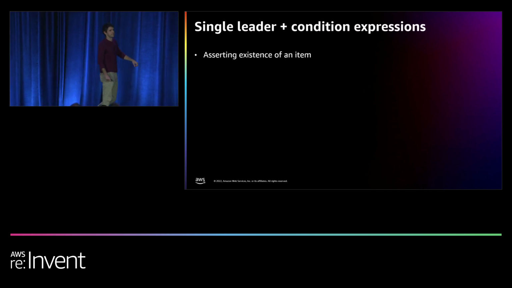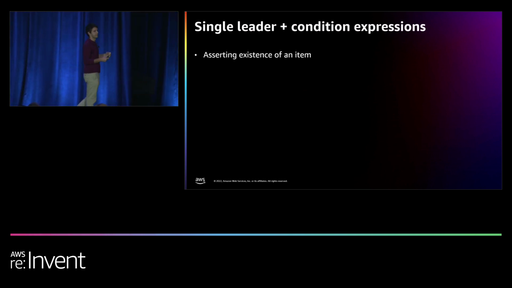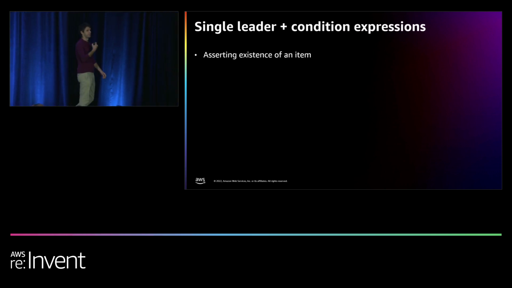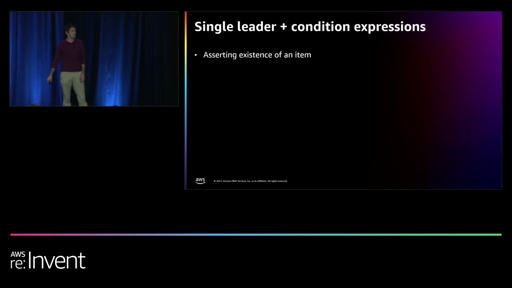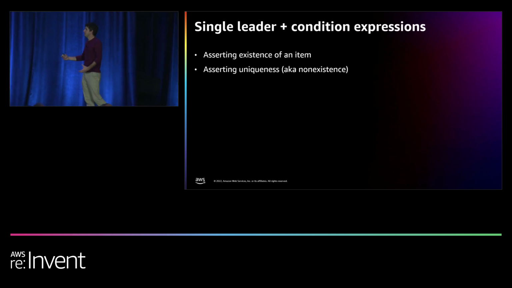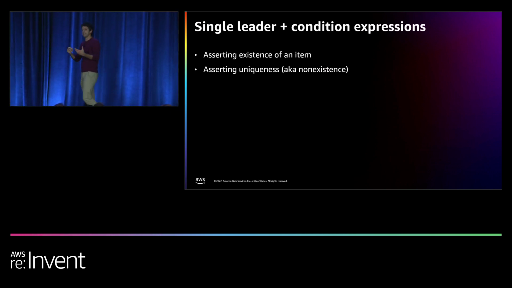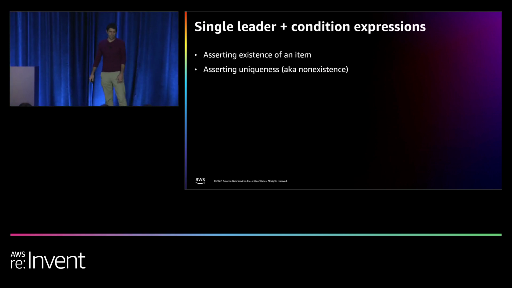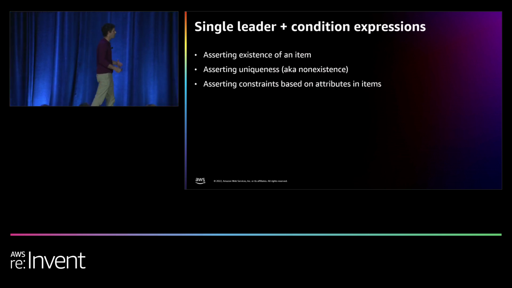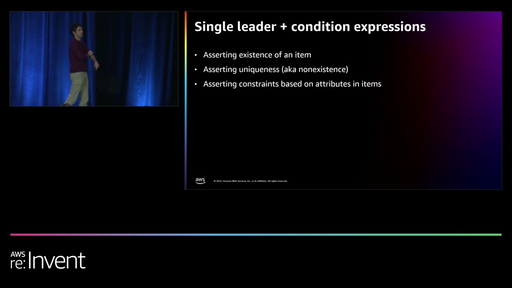You can assert the existence of an item. So if someone's selling a piece of inventory, you can assert that they actually have that piece of inventory, so they're not selling something that doesn't exist. Or you can assert uniqueness, right? Non-existence, right? When we're creating that new user, we want to make sure there's not a user with that username already. Or you can assert constraints based on attributes in the items, right?